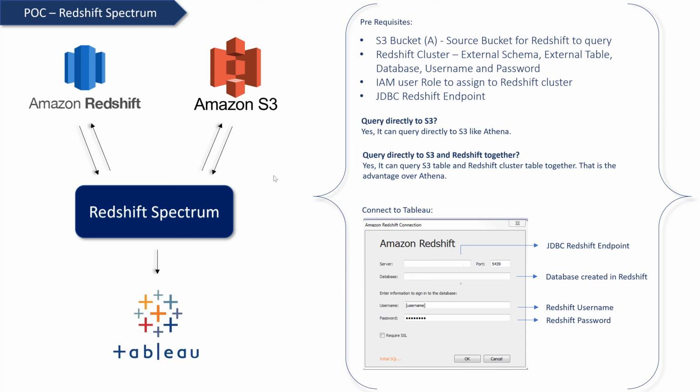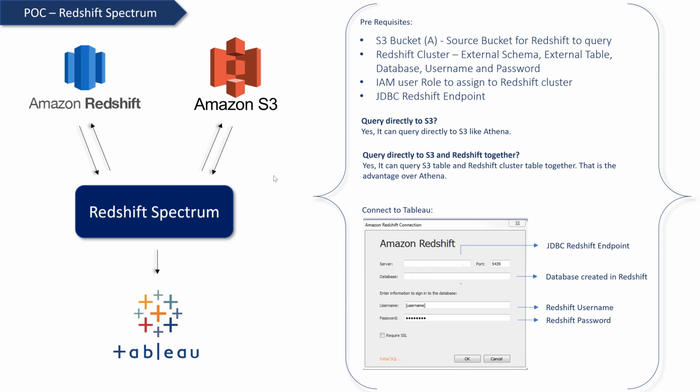But as you know, with Athena there is no setup cost, whereas Redshift Spectrum, since it is a part of Redshift, requires that you have a Redshift cluster in AWS, and only then can you use Redshift Spectrum.